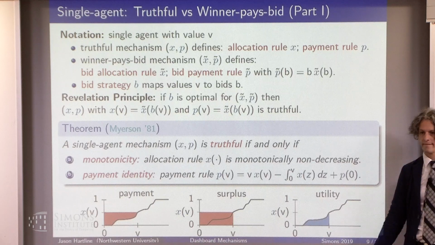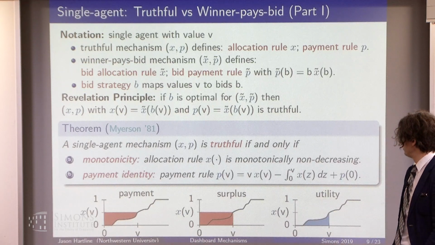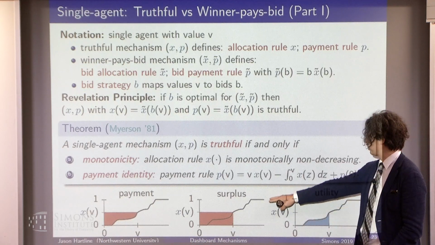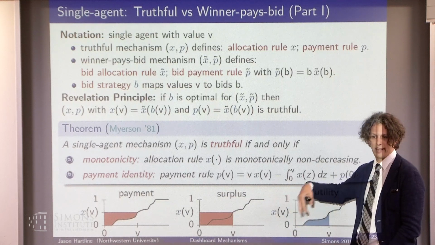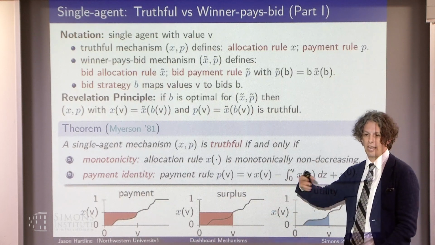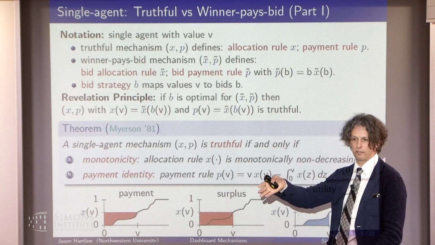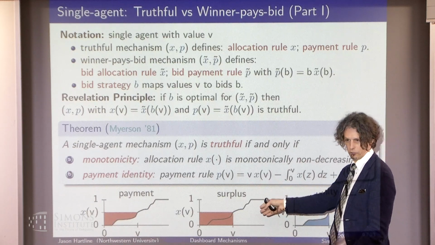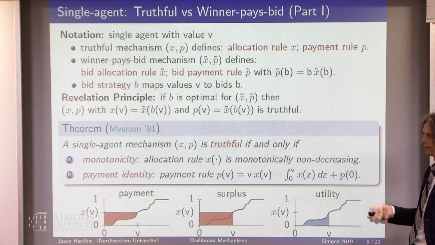So is the dashboard that curve? You can imagine the dashboard being this curve x, but if we're designing a winner-pays-bid mechanism, we ought to give the dashboard in bid space, not value space. So we'll translate it into bid space, and I'm about to do that.